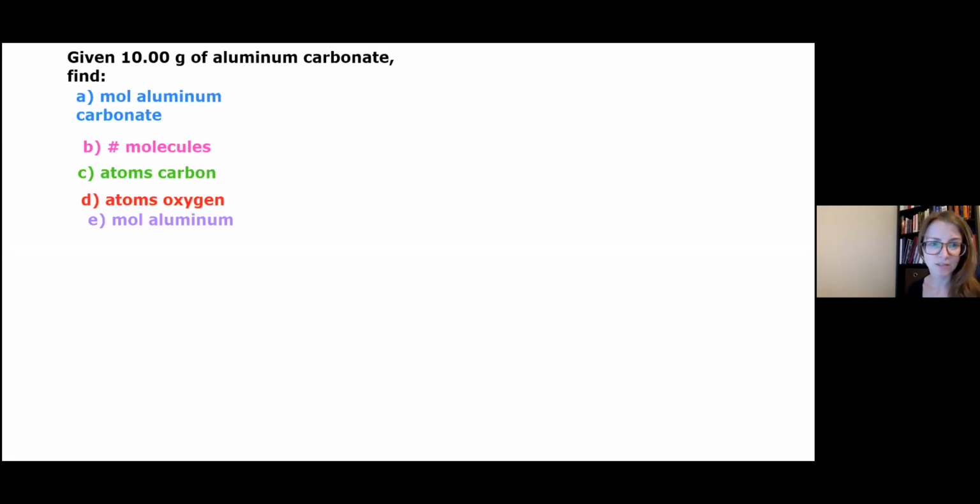Okay, so given 10 grams of aluminum carbonate, find the moles of aluminum carbonate and then a whole bunch of other things. So first let's look at what aluminum carbonate is. Aluminum has a +3 charge. Carbonate is the polyatomic ion CO3. It has a -2 charge. So if you're using the crisscross method, we know that aluminum carbonate is Al2(CO3)3. So I'm going to color code my work with the different questions here.